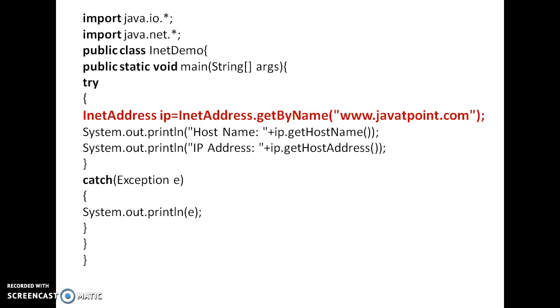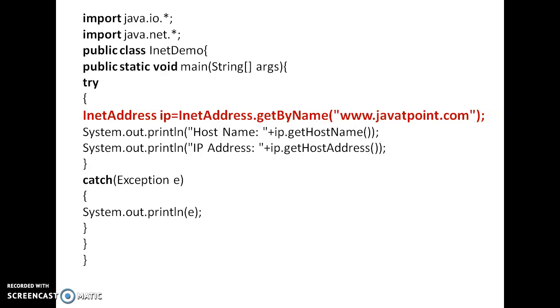Now we will see one demonstration, or one example, of the InetAddress class. In this example, the class taken is InetDemo. While creating an object of the InetAddress class, InetAddress ip = InetAddress.getByName("www.javatpoint.com"). In this line, for creation of the instance of the InetAddress class, the getByName method is used.